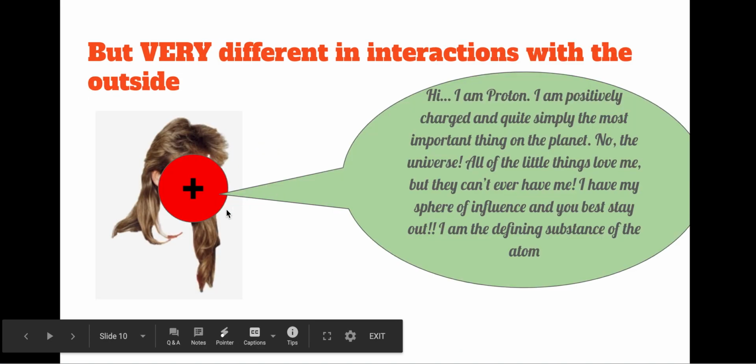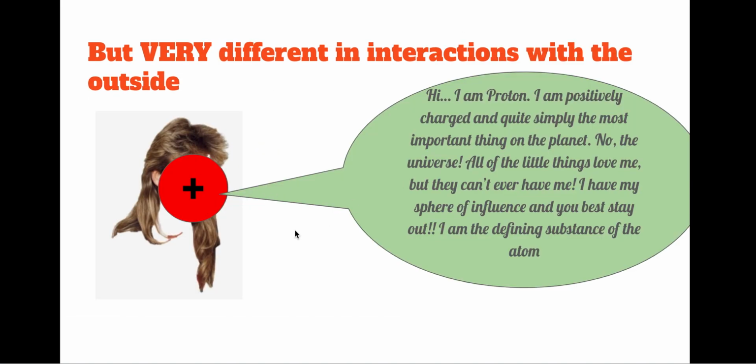So here we go. We've got the proton. Basic things you need to know: positively charged, and the most important thing on the planet, and actually the universe, because all the elements are determined by the number of protons. And yes, things are attracted to them.